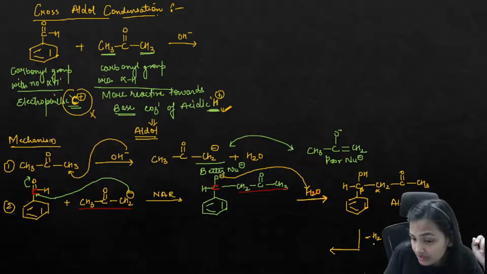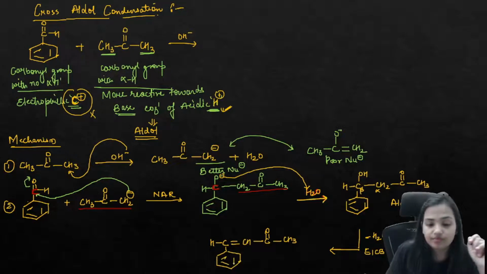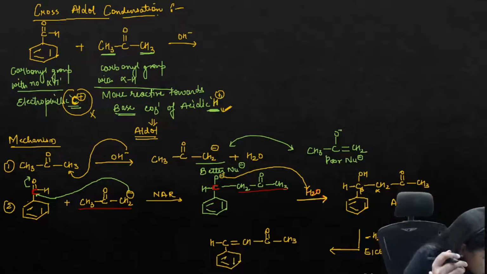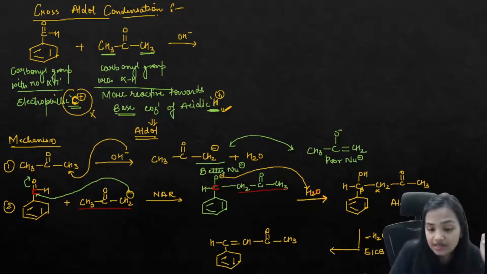If we do the elimination of water by following the E1cB mechanism, again we will be getting HC double bond CH single bond C double bond O CH3, and here I will be getting the benzene. Got it? So this is your final answer. That is the alpha beta unsaturated carbonyl compound.